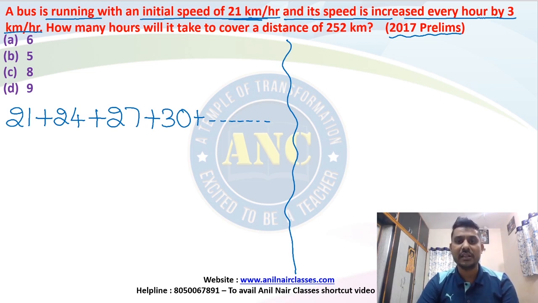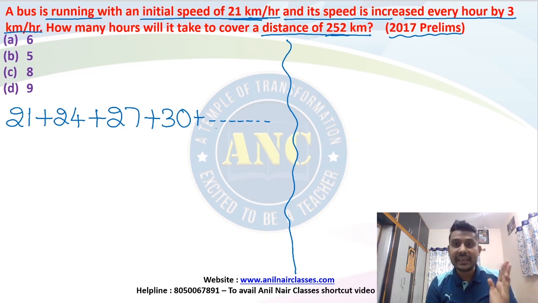Now, your question is very simple. How many hours will it take to cover a distance of 252 kilometers? Now see here, 21 plus 24, which is 45. So in 2 hours it has covered 45, but it is not equal to 252. 21 plus 24 plus 27, which is nothing but 45, 72. In 3 hours it has covered 72, but it is not equal to 252.